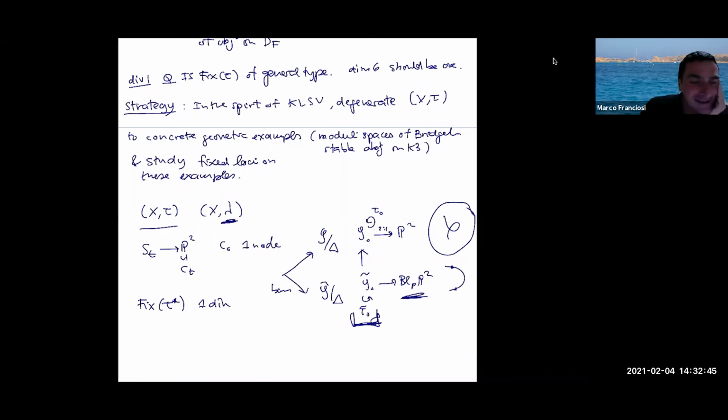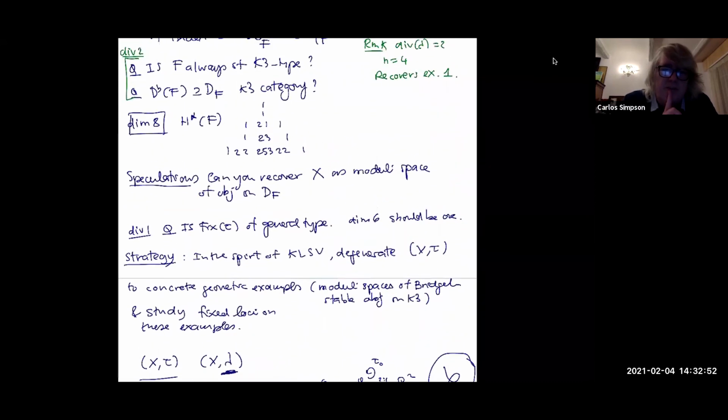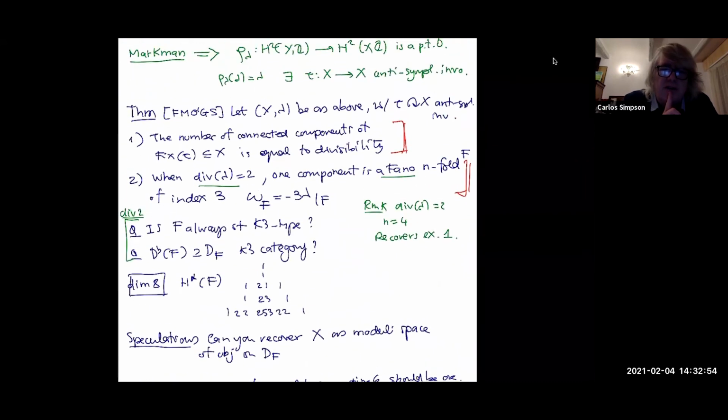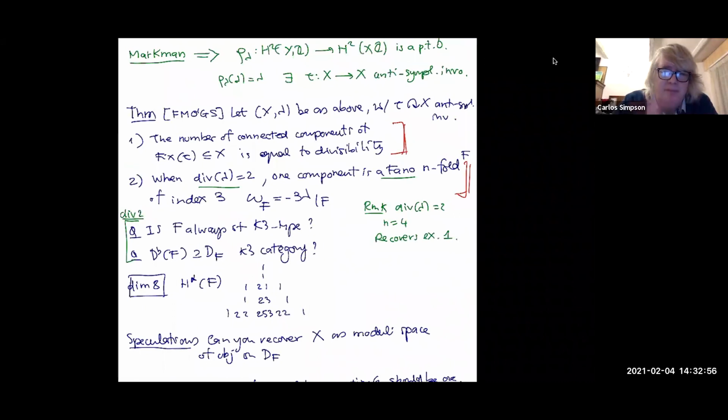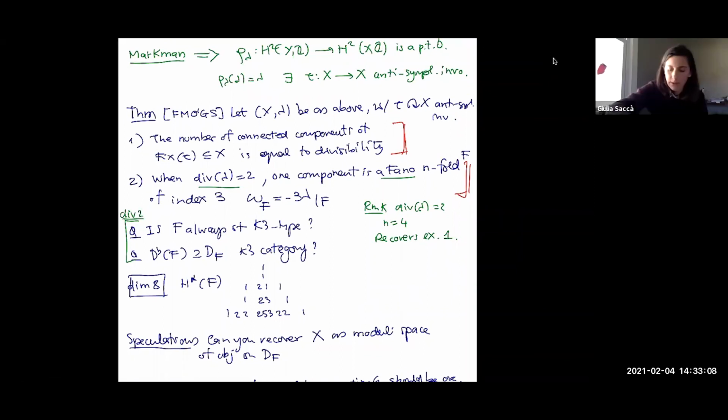Go, Carlos. Okay, so if you move the slides up a teeny bit, Giulia, just to the main theorem. I didn't quite understand, but from the example, I'm wondering whether I'm just not understanding. Are you saying that every X in that moduli space of hyperkahler manifolds has an involution? Yes, if lambda is ample, yes.